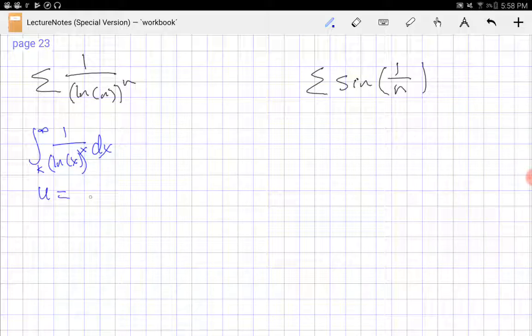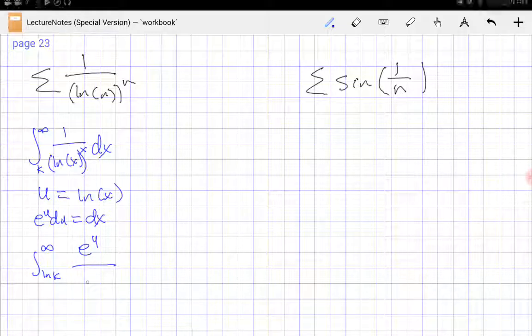We're going to make a u substitution. u equals ln of x, and e^u du equals dx. See the previous video if you want to know how I got this differential. And then we're going to substitute it back in. So ln of k to infinity of, well, it's not 1 over anymore, it's e^u over u to the power of e^u.